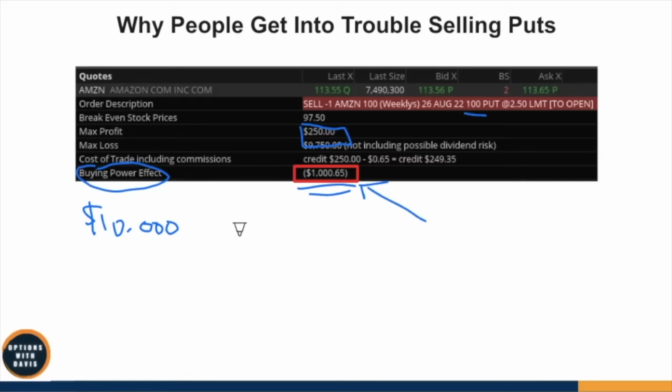Imagine this: a lot of people, when they get started selling put options, generally start off with a smaller account. So let's say they have a $5,000 account.